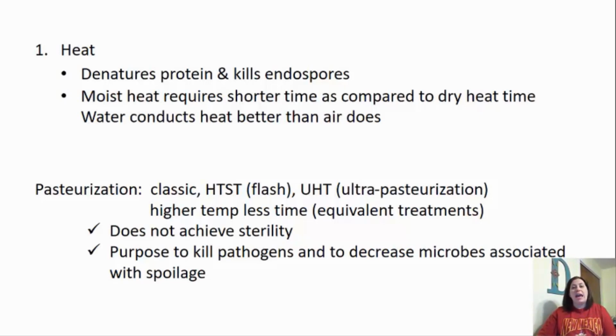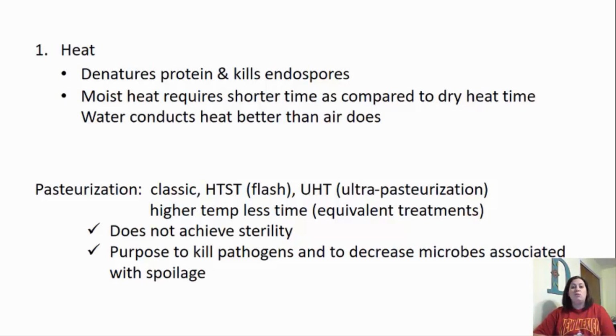One is called the HTST, or flash type of pasteurization. This is known as high temperature short time pasteurization. This decreases the bacteria, but it does so if you immediately refrigerate afterwards. The other one is UHT, and this is ultra high temperature, also known as ultra pasteurization.